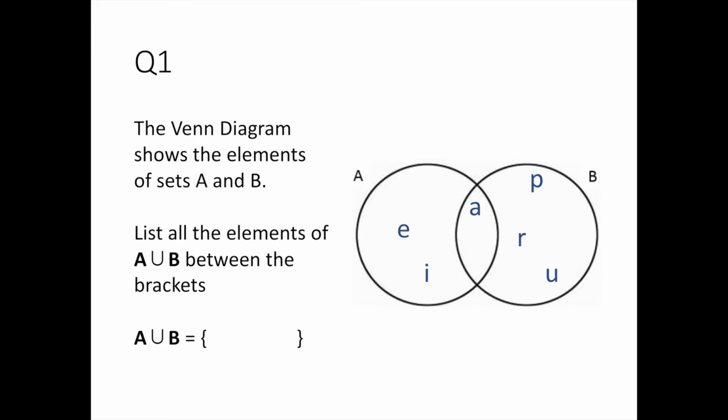Question 1. The Venn diagram shows the elements of sets A and B. List all the elements of A union B between the brackets. You have 1 minute to answer this question.